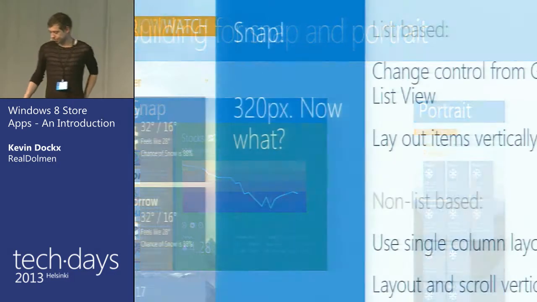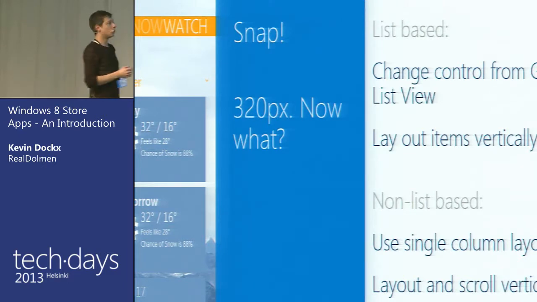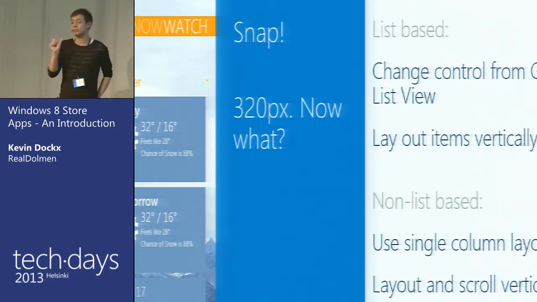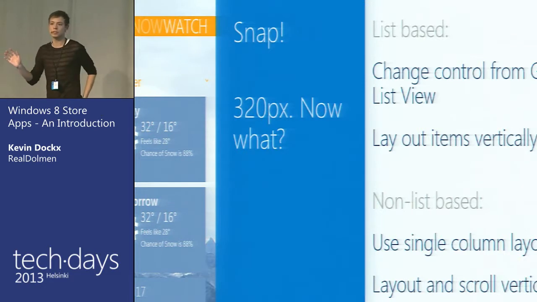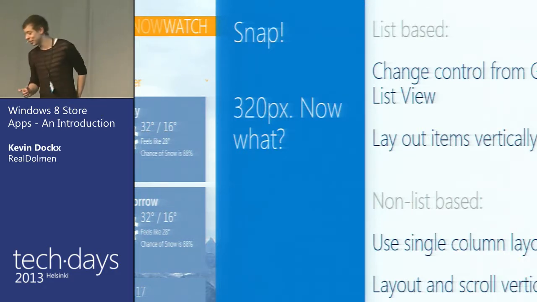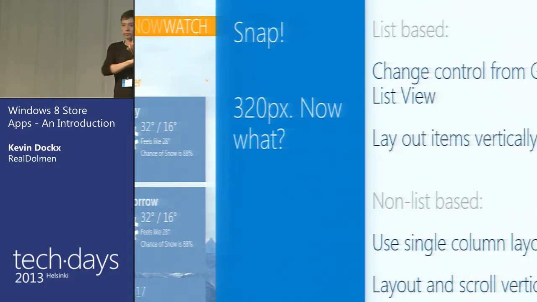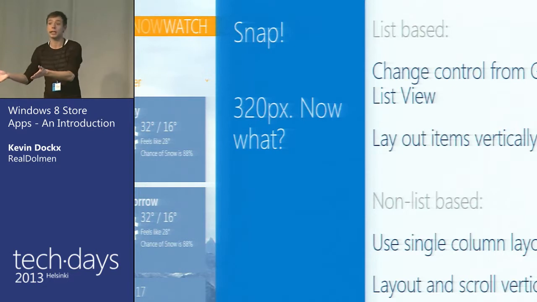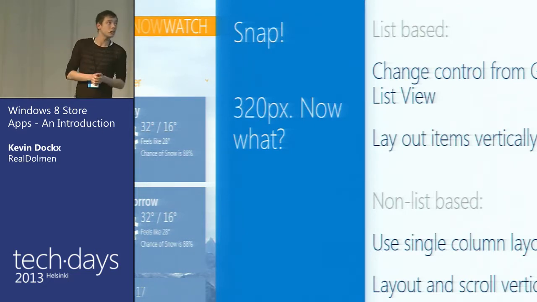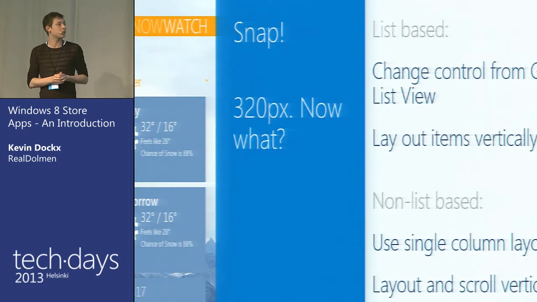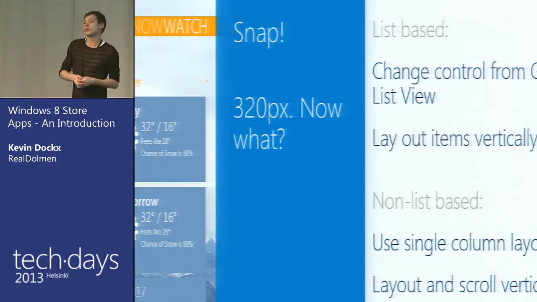Snap views are always 320 pixels wide, no matter what the screen resolution is. So it's quite easy to design, actually. And in a lot of cases, your snap view is just a view in which you replace your grid view by a list view. That's often the case. It is the case in my app, for example. There's a few more guidelines on that, but I will immediately show you how that's done. But important to know is that you're supposed to get your snap view to scroll vertically and not horizontally.